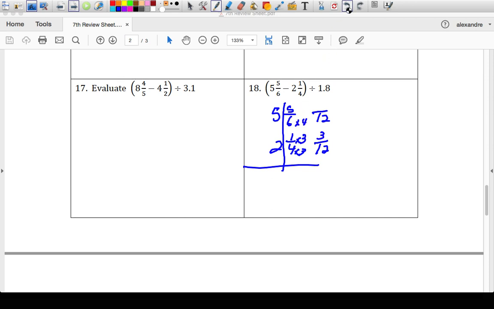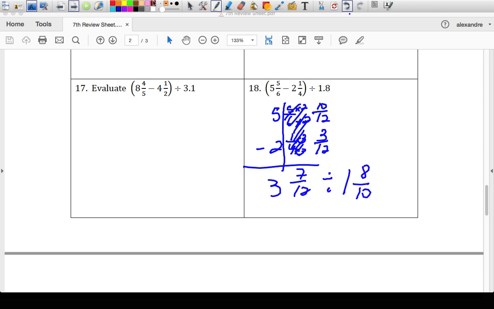Oops, what am I doing? Sorry. No, times 3 is right. Times 3 is 3. This is times 2. Then times 2, and that gives you 12. Cross that out. 10 minus 3 is 7 over 12. And then 5 minus 2 is 3. So 3 and 7/12. I'm going to divide that by 1 and 8 tenths.